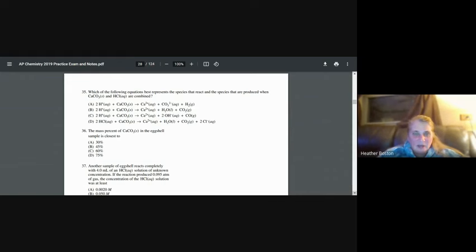So the correct answer, oh, and D is the total ionic equation. B is the net ionic equation. So you're going to look for the one when it says representing the species that react and the species that are produced. You're going to look to cut out the spectator ion, which in this case is the chloride. So the correct answer for 35 is going to be B.